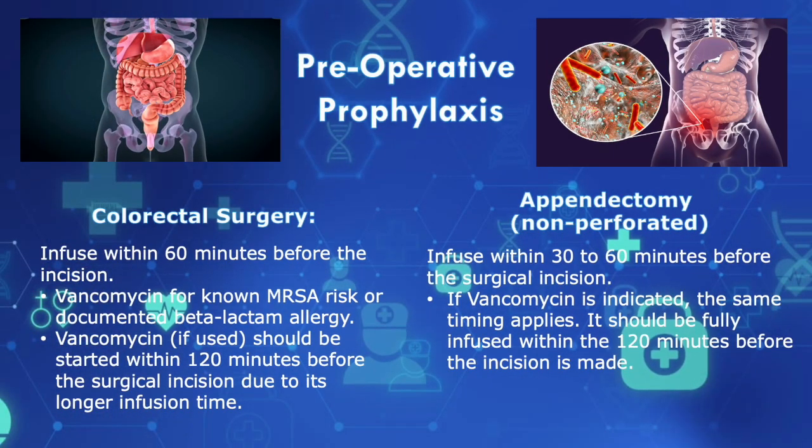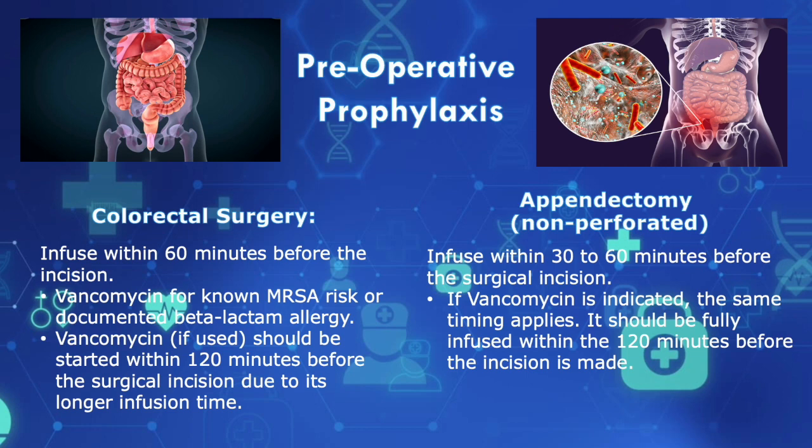Also noted were preoperative prophylaxis. Prophylactic antibiotics should be administered within 60 minutes before the incision for colorectal surgeries. Vancomycin is given when there is a known MRSA risk or the patient has had a documented beta-lactam allergy. The choice of antibiotics should cover both aerobic and anaerobic bacteria commonly found in the colon.